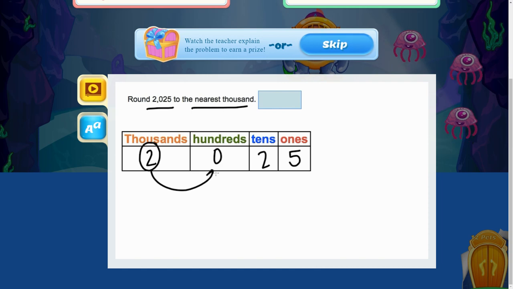But remember, that means we need to look at the place value to the right. So we have to look at the hundreds place. And because the hundreds place is zero, we're going to be rounding down. Remember, five or greater, we round up. Four or less, we round down. So the hundreds place is equal to zero, which means we have 2,000. Let's write that here. We have 2,000. So our two in our thousands place stays the same because we rounded down. And then every number after that becomes zero. So we have 2,000 as our answer.